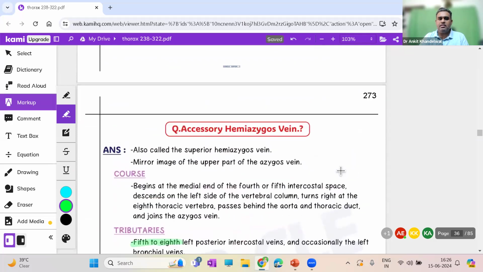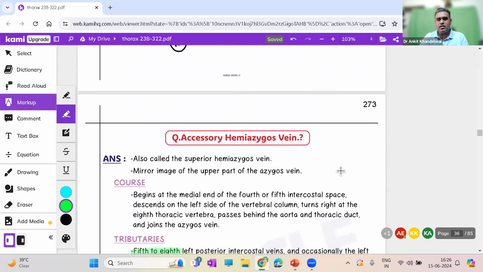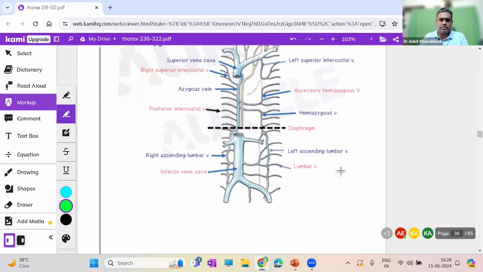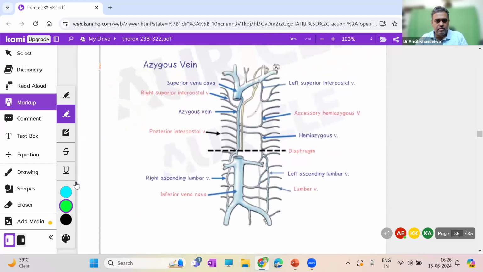Hemizygous, I told you, hemizygous is the lower 9th to 11th. Accessory is from 5th to 8th. Okay, here you can see. Let me highlight what we have just seen. This is second, third, and fourth. It is going to the left superior intercostal vein, draining into the left brachiocephalic vein.